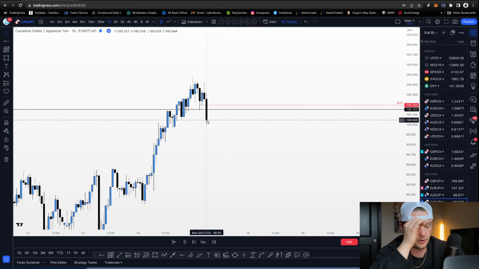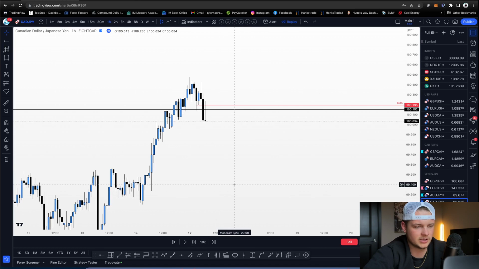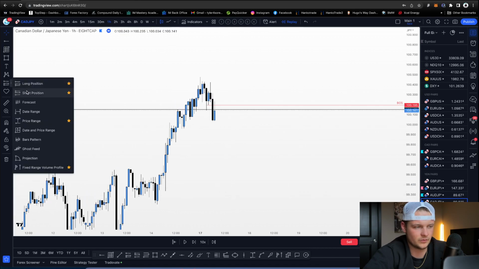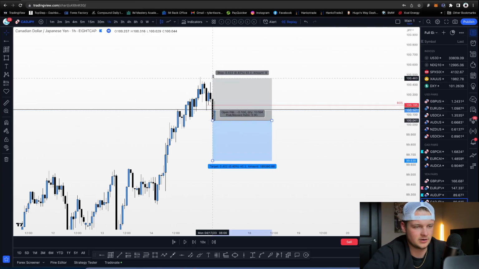This was kind of in a no man's land because this is an hour before New York session even opens. But this wasn't the trade that we took. But let's just pretend that you did take this trade. Why not? Because let's just see how it plays out. So break of structure, you could have entered right there. Stop above the high, kind of a pretty hefty stop loss.